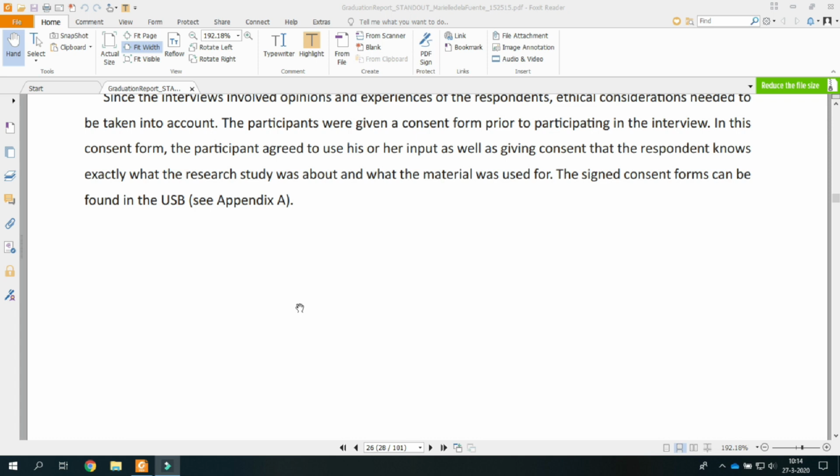There's one thing I want to make sure you understand. If you look at the methodology section here, you see the participants were given a consent form. Were given is past tense. However, in the proposal, it would be the participants will be given a consent form because it's in the future. So that's the main difference in the methodology section of a report against a proposal. The proposal is future tense, the report past tense, because you already have done it.